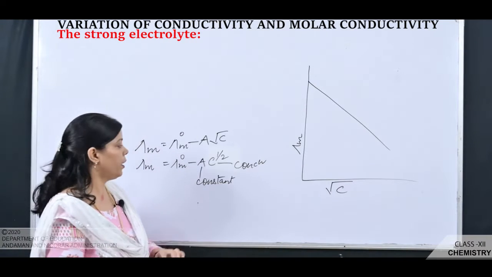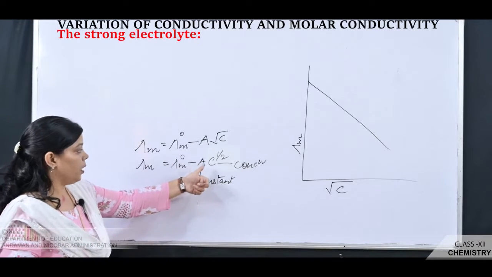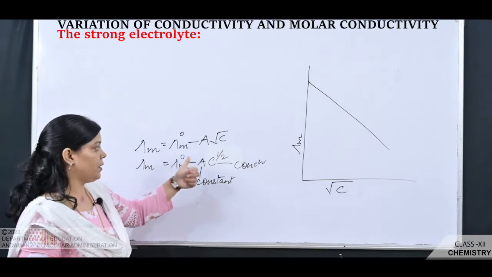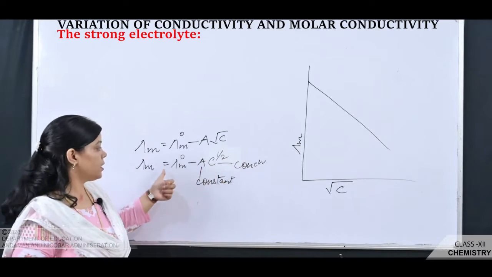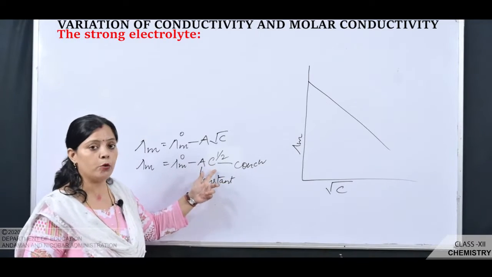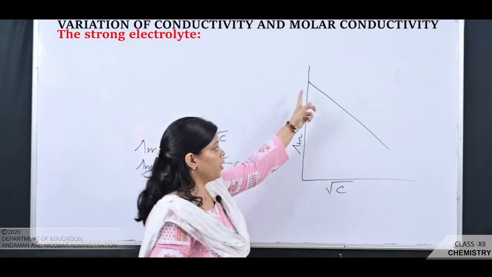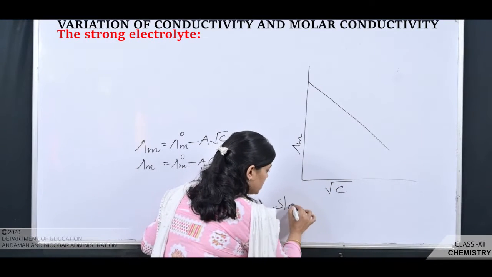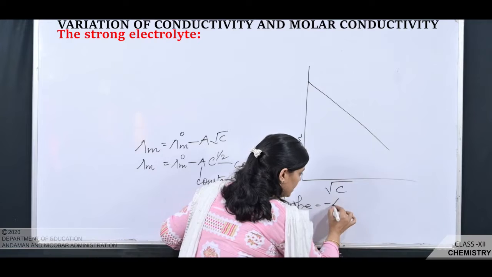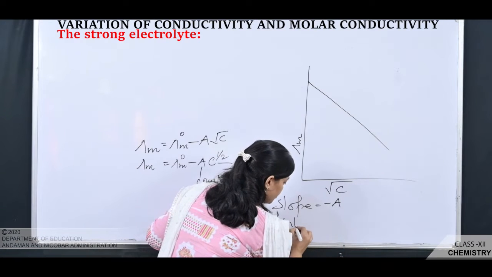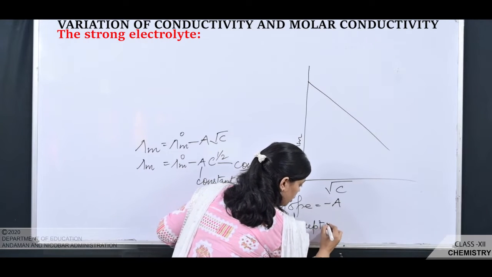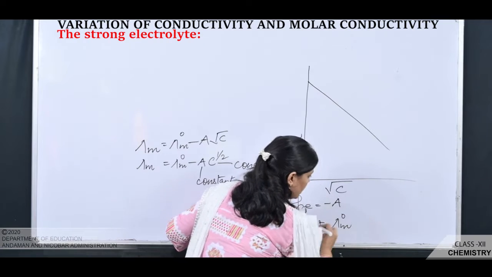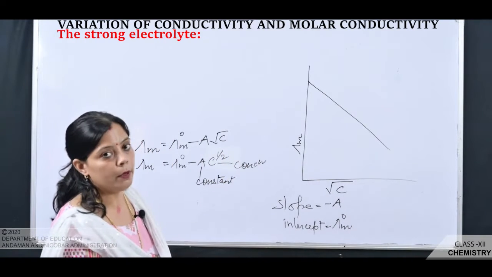Second, when we draw a plot between the molar conductivity and the concentration, since this equation is comparable to the straight line equation, we get a straight line. The slope of this plot is equal to minus A, and the intercept is equal to the limiting molar conductivity, that is Λm⁰.